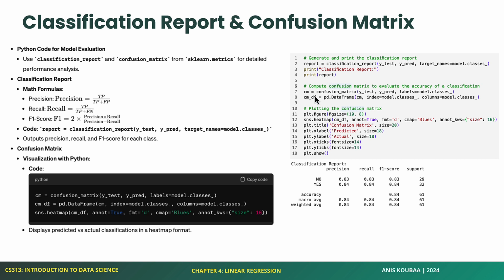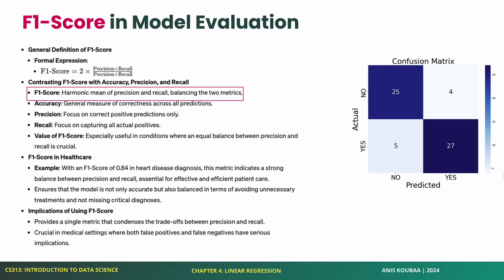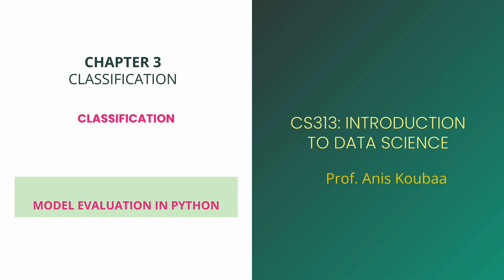So we can also calculate the confusion matrix using the confusion matrix method, which also takes the test and the prediction. And this is the code that prints this heat map. Okay, so the heat map is a very good way to visualize the correct classifications and misclassifications. And this can be applied to any number of classes. Okay.